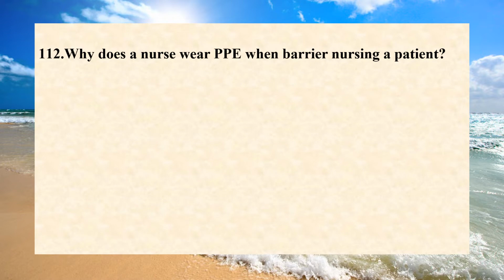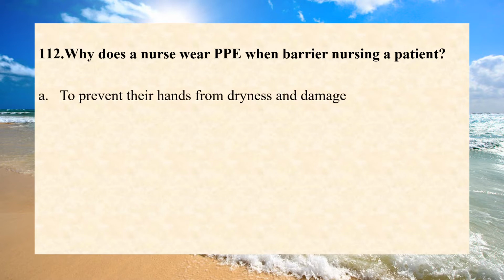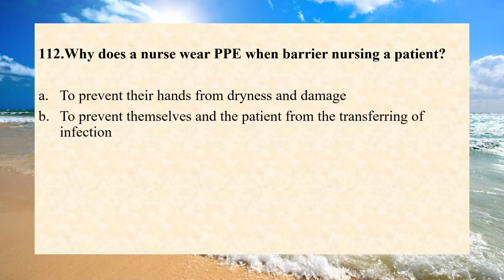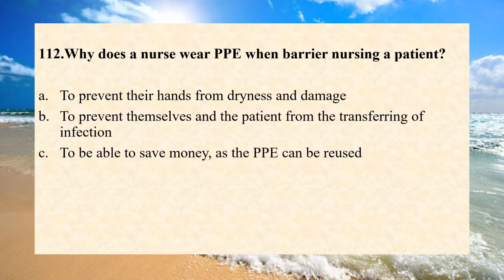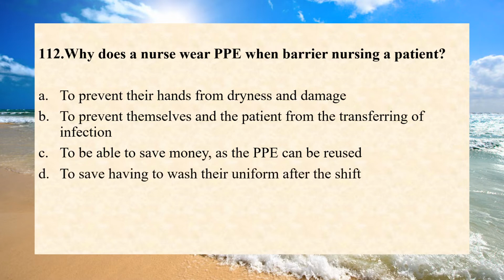Why does a nurse wear PPE when barrier nursing a patient? Option A, to prevent their hands from dryness and damage. Option B, to prevent themselves and the patient from transferring infection. Option C, to be able to save money as the PPE can be reused. Option D, to save having to wash their uniform after the shift.